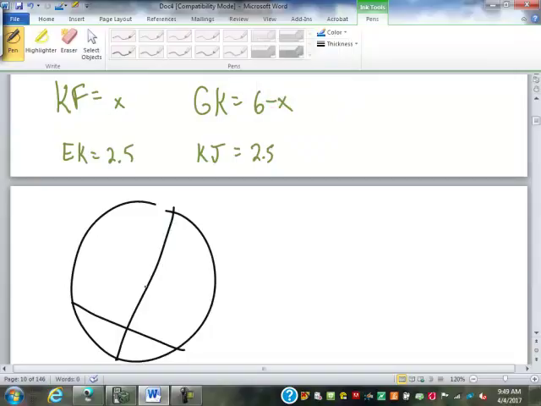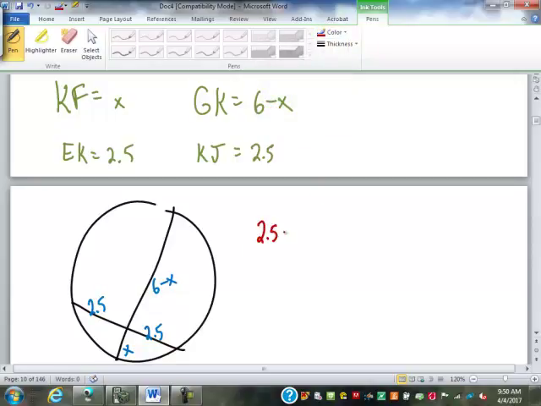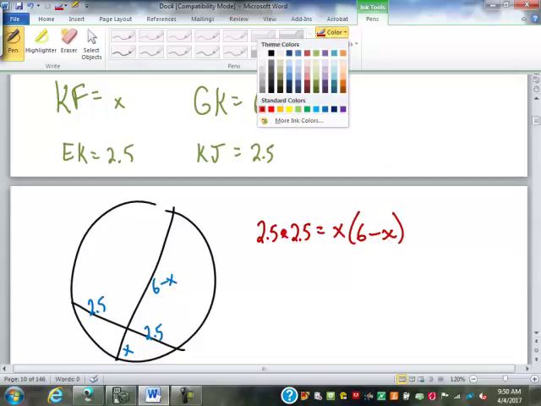We know the diameter is 6, and this is the diameter. So if this here is X, this is 6 minus X, like I just said. You were given that this is 2.5, so this is also 2.5. So what we have is 2.5 times 2.5 has to equal x times 6 minus x. Remember, we talked about that. You multiply the pieces of the chords.